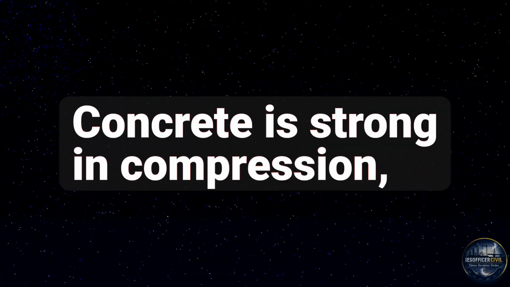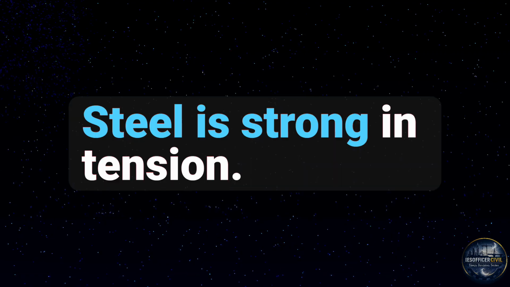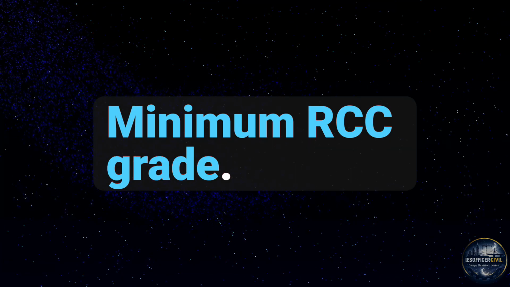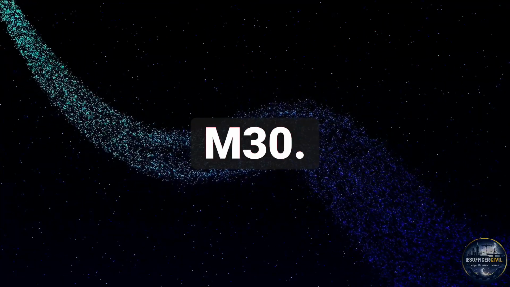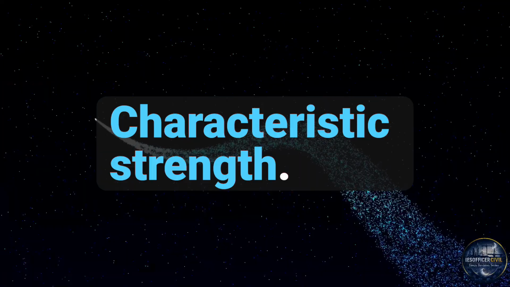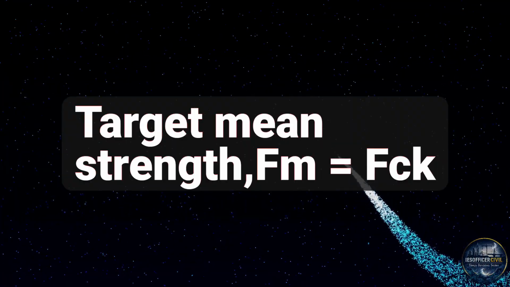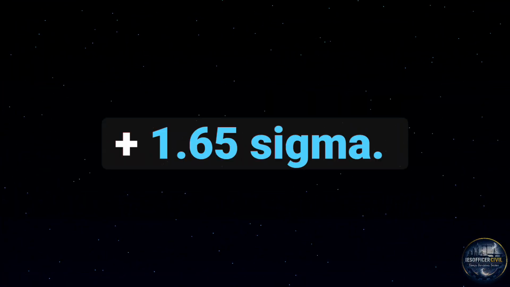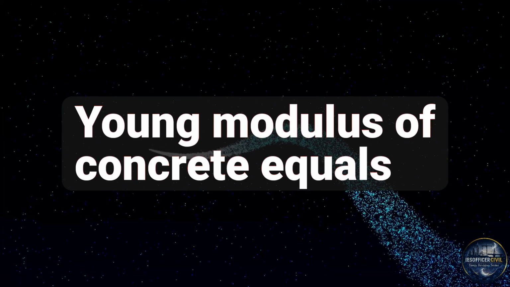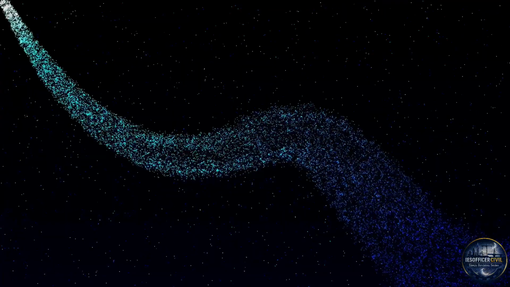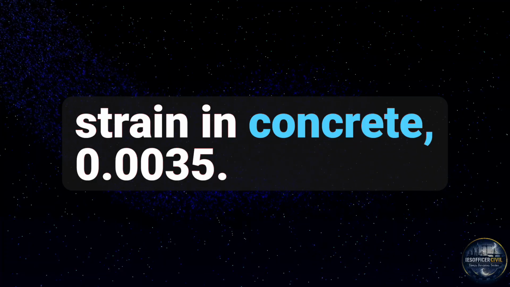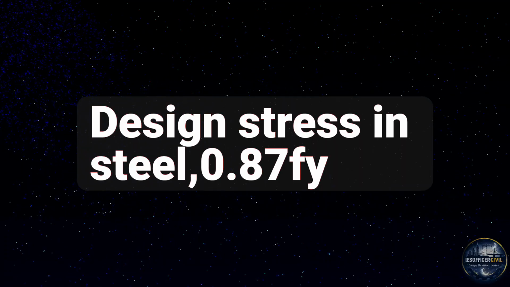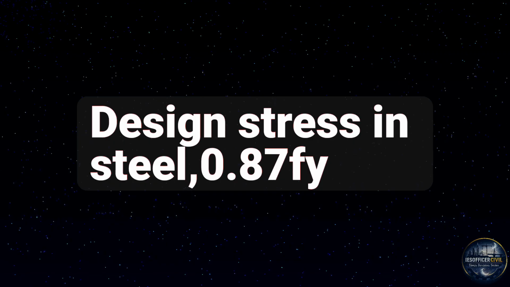Concrete is strong in compression, weak in tension. Steel is strong in tension. Minimum RCC grade, M20. Minimum prestressed concrete grade, M30. Characteristic strength, FCK. Target mean strength, FM equals FCK plus 1.65 sigma. Young modulus of concrete equals 5,000 root FCK. Maximum compressive strain in concrete, 0.0035. Design stress in steel, 0.87 Fy.